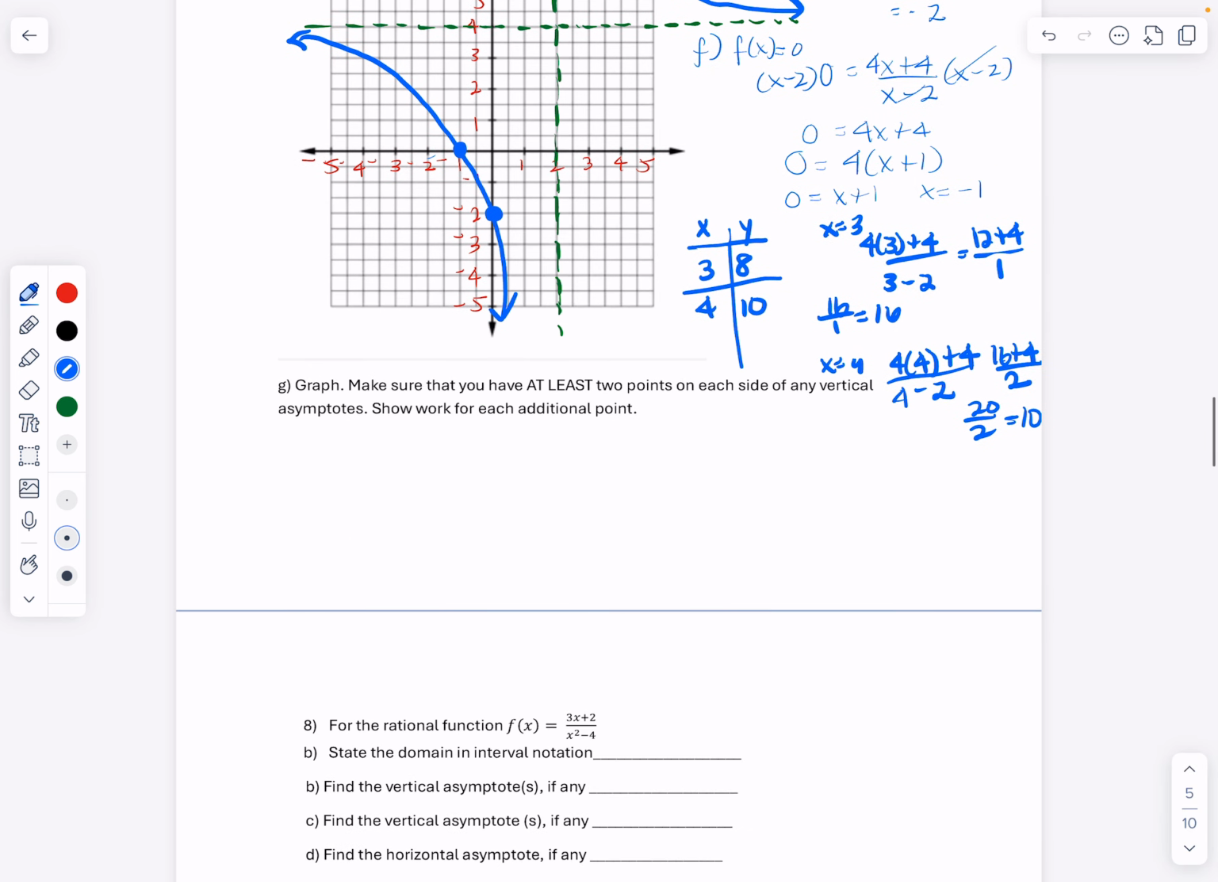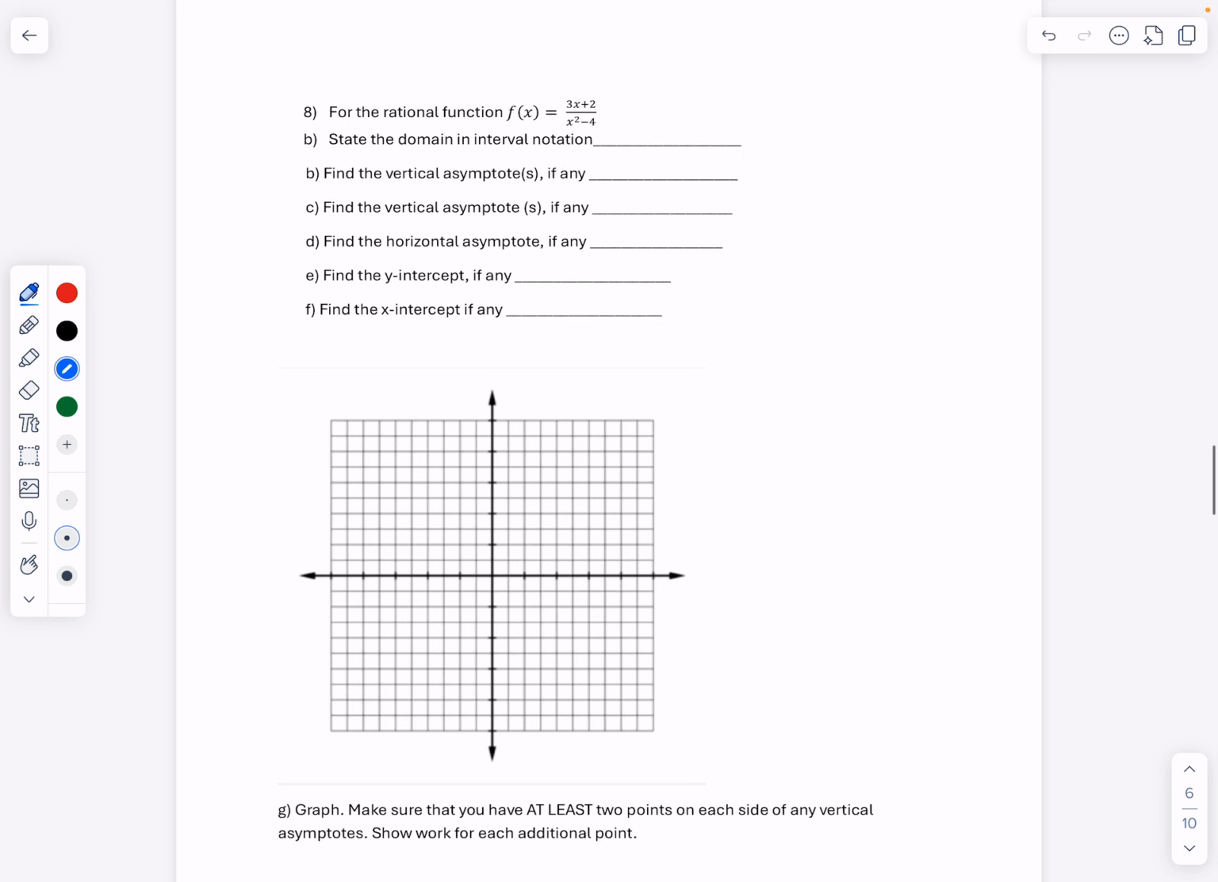And let's look at number 8. For the rational function f of x equals 3x plus 2 over x squared minus 4, find the domain, find any vertical asymptote, find any horizontal asymptote, find the y-intercept, x-intercept, and graph.